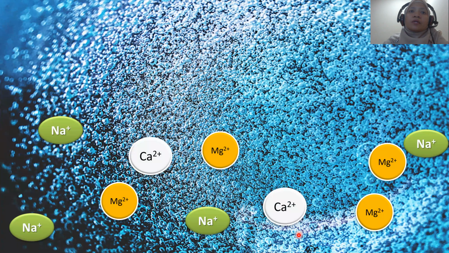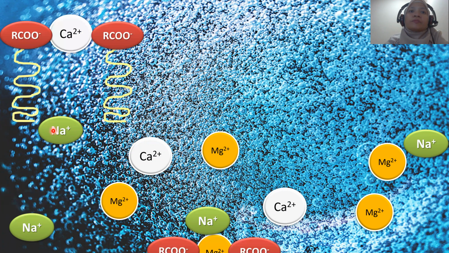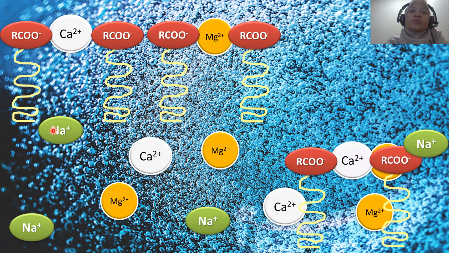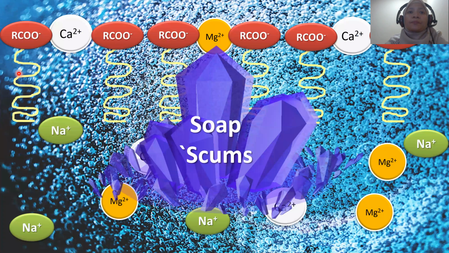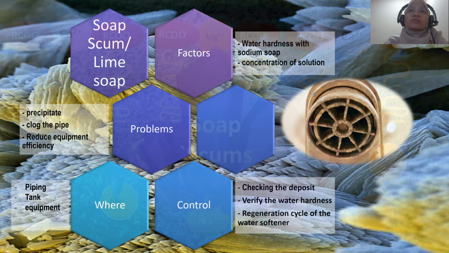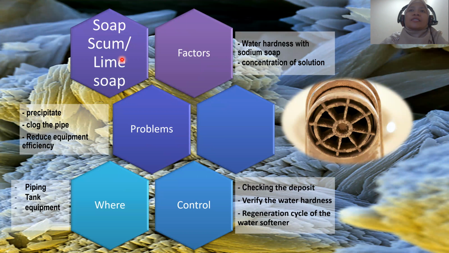Hard water may generally contain calcium ions and magnesium ions. These calcium and magnesium ions will also react with soap, for example sodium soap, to form calcium and magnesium soaps, which are not soluble in water and also known as soap scum. Soap scum, or another name for it, lime soap, is also classified under mineral deposit.